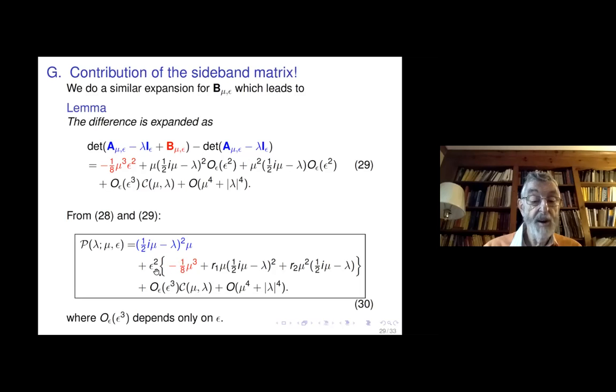Here's the epsilon squared. This has no epsilons in it, so it's the leading term, but it does have mu's. Then you have other terms which have this combination 1/2 i mu minus lambda in them. And then you have even smaller error terms, epsilon cubed or mu fourth. The big O of epsilon cubed that I'm writing here only depends on epsilon. It does not depend on mu or anything else. Okay, so that's P.